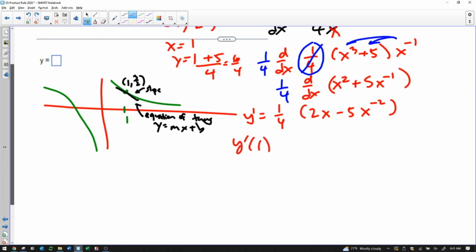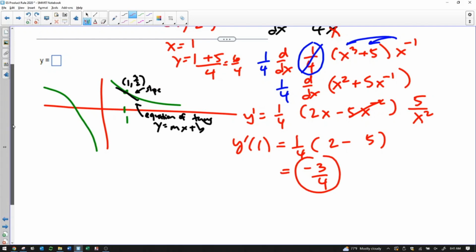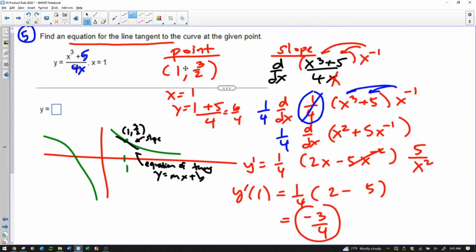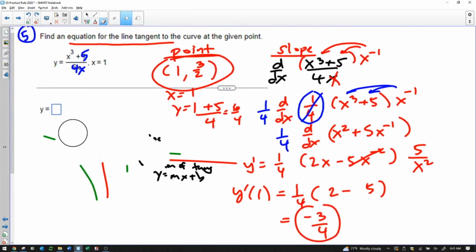So everywhere there's an x, I'm going to put in 1. Let me rewrite this. This right here is 5 over x squared. You guys okay with that? So this is really 2 minus 5 over 1, which is really just 5. And so what I'm getting is negative 3 over 4. Let me check my work. Okay, it's negative 3 over 4. So I have a number for the slope, and I have a number for the x and y. That's my goal. Okay, so now I'm going to plug in.